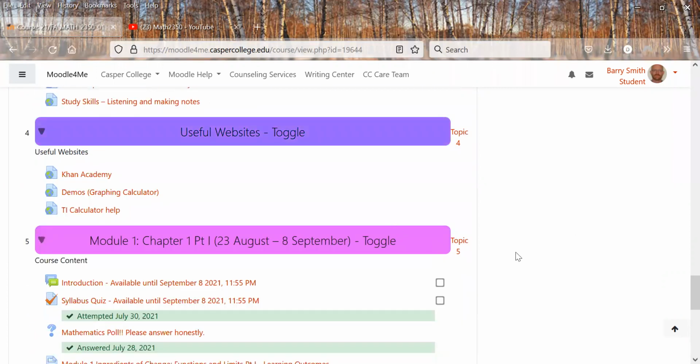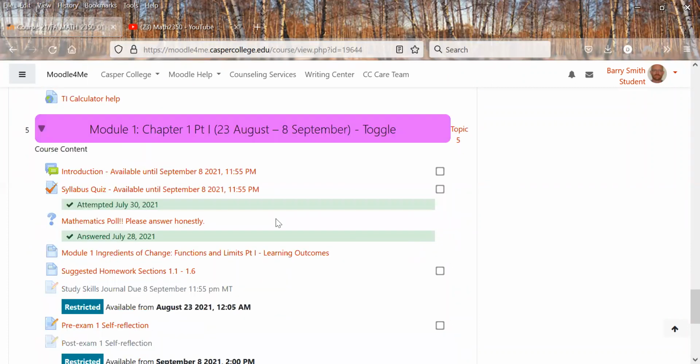Now, all the modules are the same basic format, except for module 1, which has a couple of extra things. We have an introduction, which counts for points, so you need to do that before September 8th, which is also the closing date of the module. The syllabus quiz closes again on the 8th. Then a mathematics poll, so try to answer honestly. I know people don't like math, so it's good to see where people are.